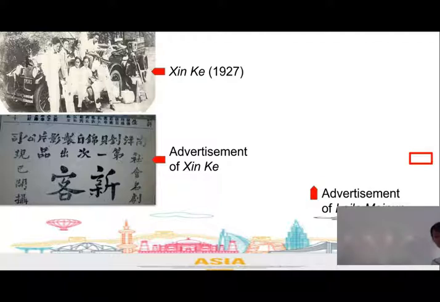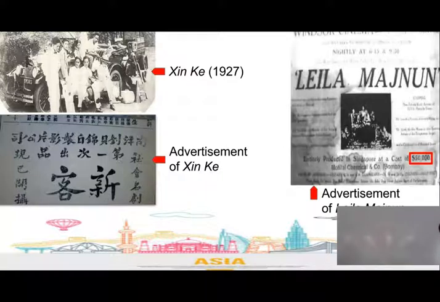This is the picture for Sin Ke. And we can see that in the advertisement of Sin Ke, the writing style is the old school writing style. And we can see that at that era, it only cost $50,000 to produce a movie.